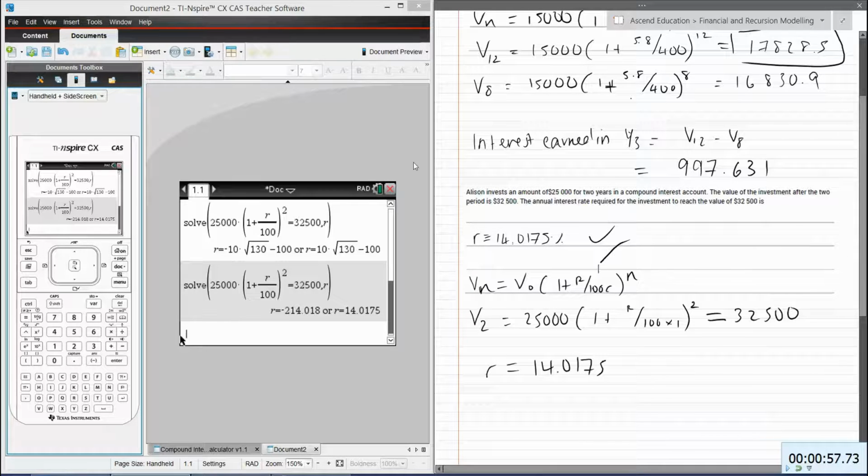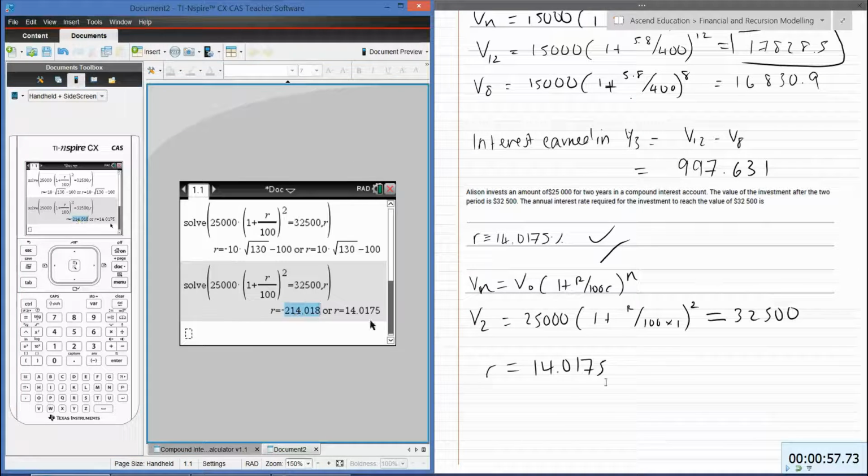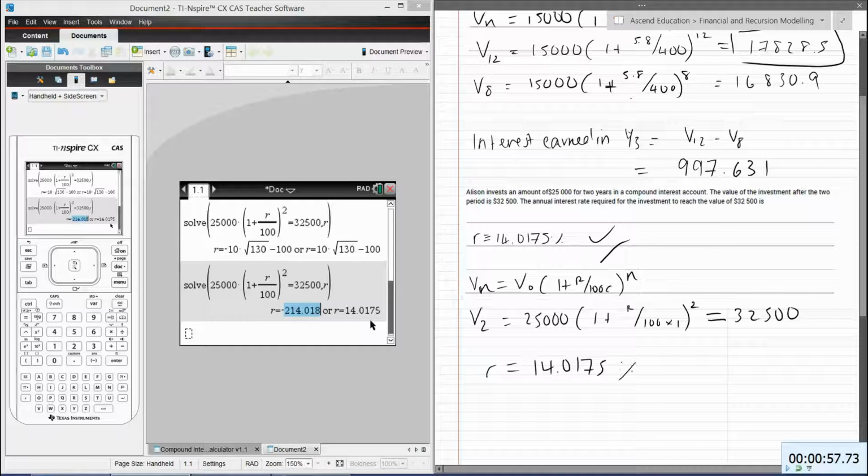The reason why we exclude this answer of negative 214 is because we don't have a negative percentage. Our percentage is always between 0 and 100. It doesn't make sense for you to have a percentage greater than that.